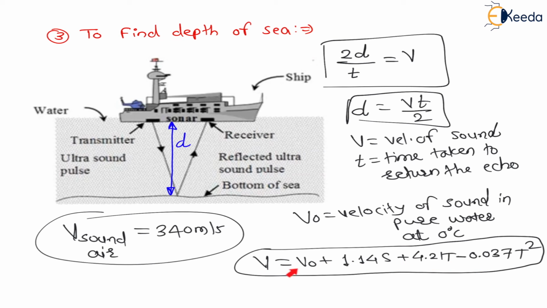This is how we can calculate the velocity of sound in seawater. With the help of this velocity of sound in seawater and the time taken to return the signal, Vt divided by 2 is the depth of the sea, and Vt is nothing but twice the depth of the sea, because here sound is traveling from the top to the depth and again coming back from the depth to the top. That means the total distance traveled by the sound is 2d.